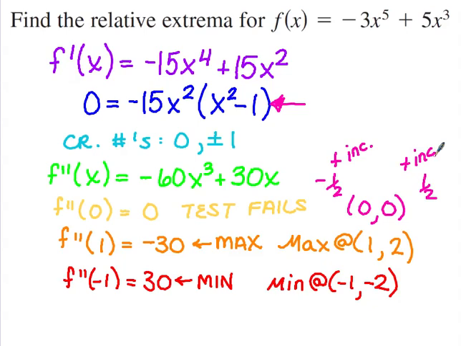No. If you look at the graph, at the point 0, 0, it does something like that. The graph looks like this, and this is 0, 0. That's why the test fails, and there's nothing at 0, 0. So you pick a value right to the left and right to the right, and then do a quick first derivative test.